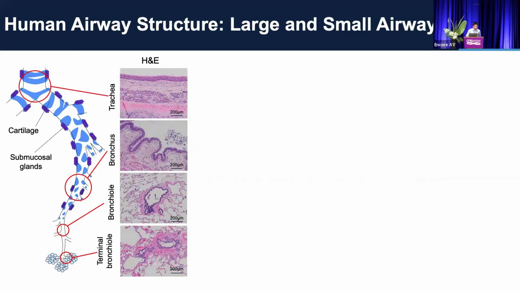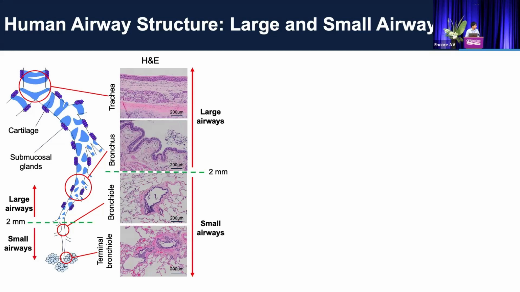Starting with my presentation, let me introduce the unique structure of the lung. The airway is branching and branching and branching 23 times to connect to the alveolar region. If we classify the large and small airways, the classical definition is a diameter of 2 millimeters. And there are different structures between large and small.